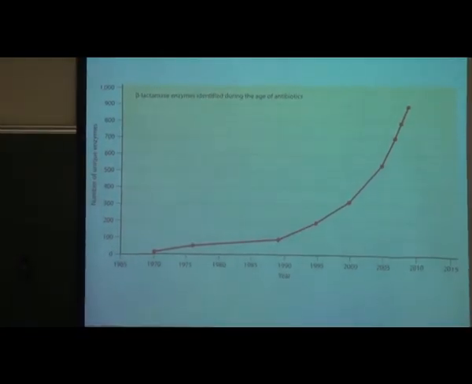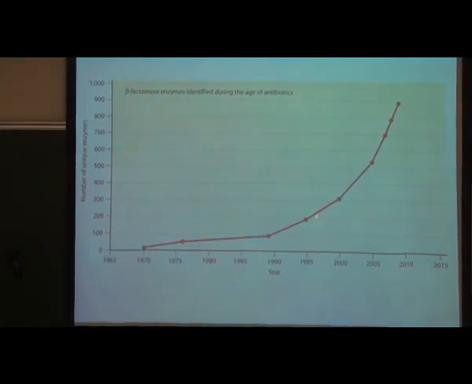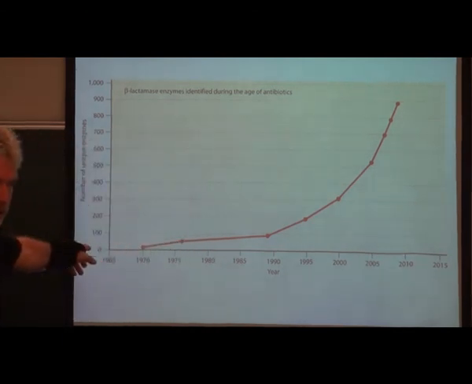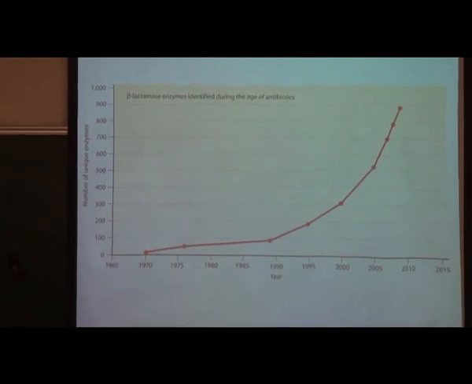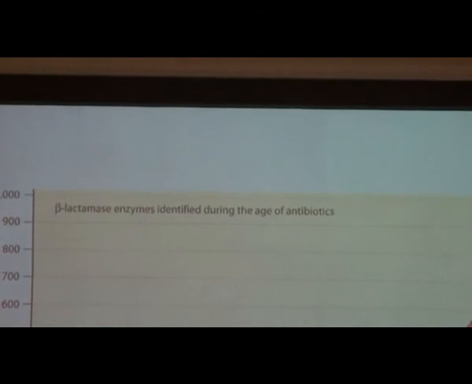Now, this is partly an ascertainment bias. We're much better at identifying them now, but it's also an index of the fact that we're now on the order of 900 different evolutions of beta-lactamase. Beta-lactamase evolution in the era of antibiotics.